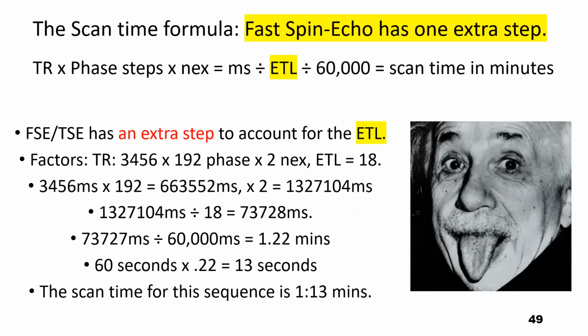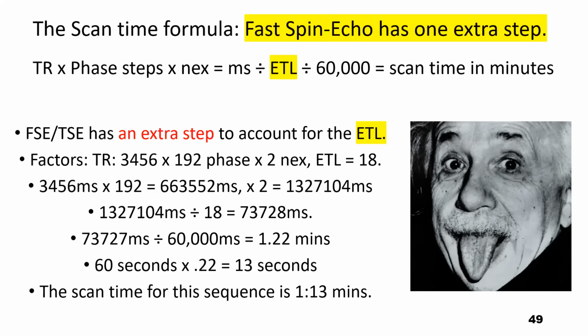There's only 3 basic scan time formulas. We just did regular old, let's just say spin echo. Now we're going to do fast spin echo. Same basic formula, TR times phase times nex. So TR times phase times nex is going to give you your scan time in milliseconds. Now, fast spin echo is the key term here. You need to divide your time in milliseconds by your echo train.